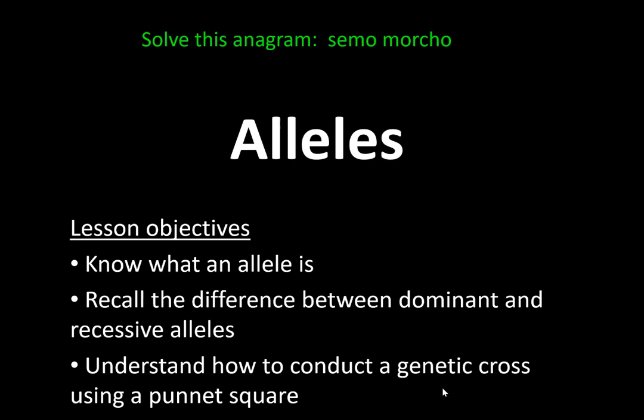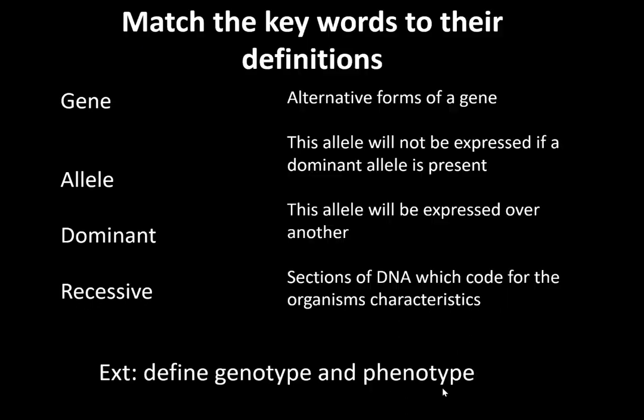Mrs. Nath here, and today I am going to run through with you this week's work, which is on alleles. We will be learning about what an allele is. We're going to look at the differences between dominant and recessive alleles, and we're going to look at how we can show what a potential offspring would look like from two individuals for a certain characteristic by doing a genetic cross using a Punnett square.